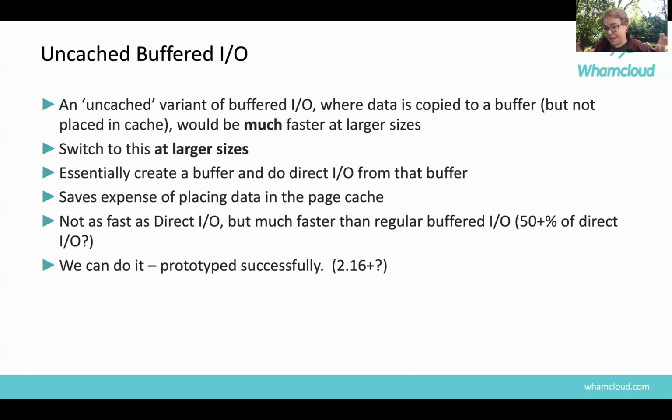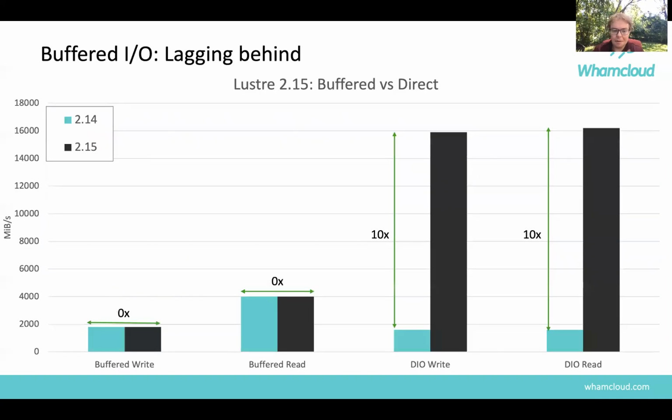And basically, you create a buffer in the kernel, you copy the data into it so it's aligned, and then you do direct IO from that buffer. And this wouldn't be as fast as direct IO, but maybe 50%, maybe more, maybe as much as like 70 or 80% of the speed of direct IO. It's kind of hard to say. But as you'll remember, of course, that's a lot faster than current buffered IO. Just a lot, which was, we'll flip back a few, obviously 50% of direct IO would be a lot faster than buffered IO. And this is at the larger sizes.